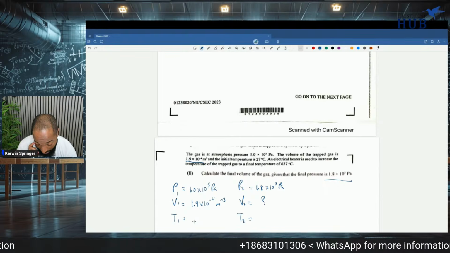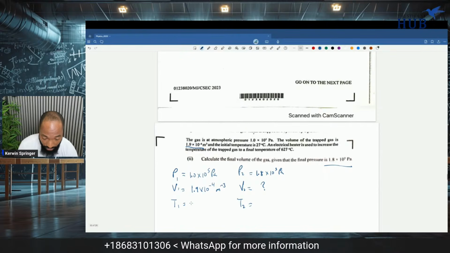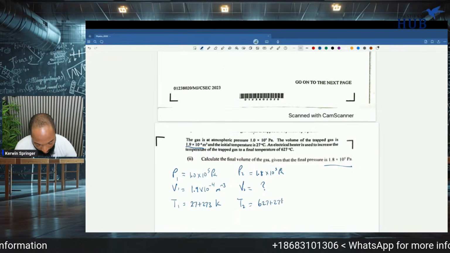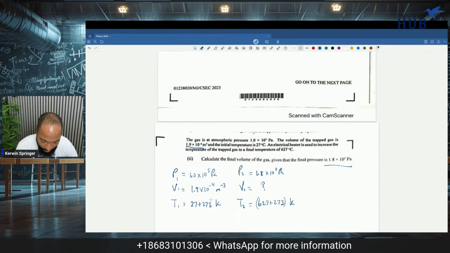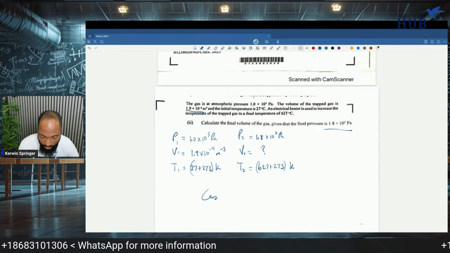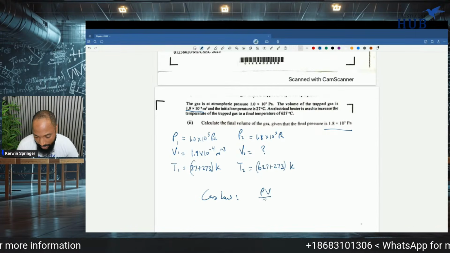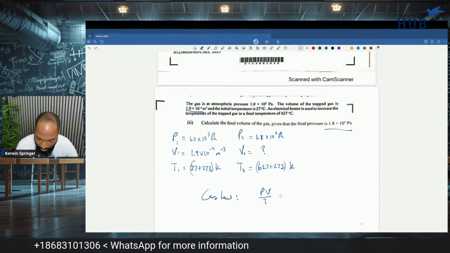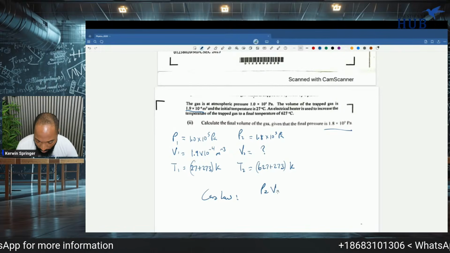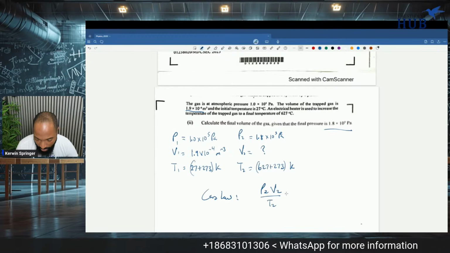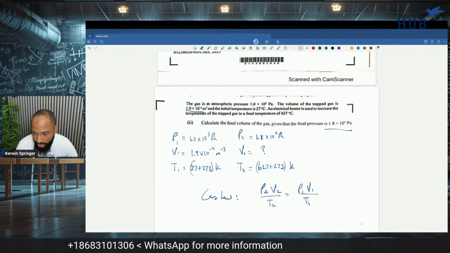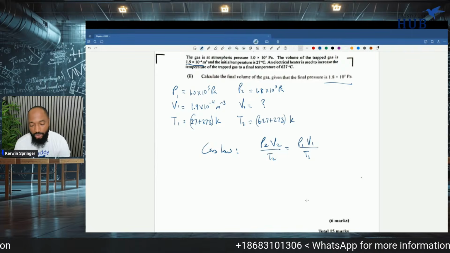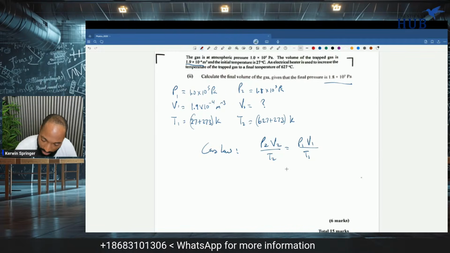T1 was, now we need this in Kelvin, so we add 273. 27 plus 273 Kelvin. And T2 was 627 plus 273 Kelvin. Class, are we cooking? The gas law states that PV over T is equal to K, a constant, or better written in this situation as P1 V1 over T1 equals P2 V2 over T2. Then you substitute everything and go with the grace of God here. Substitute everything, calculator people, get ready to cook.